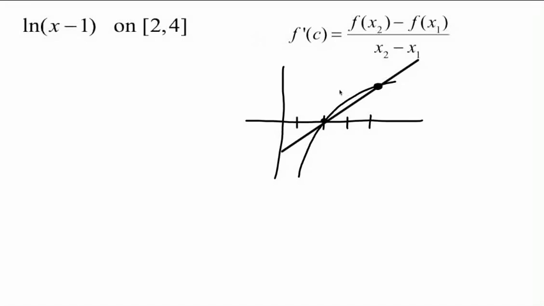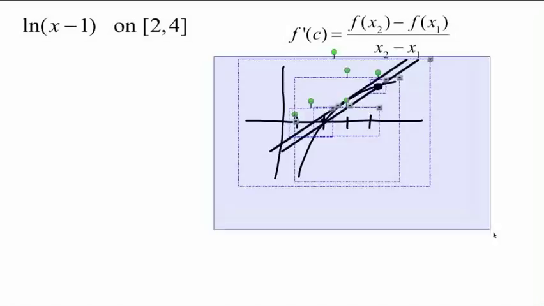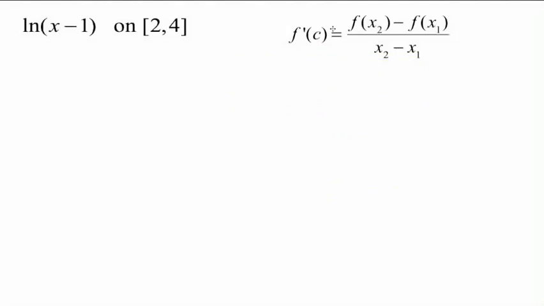So if I just take this line and I put it on the function, it should be somewhere around there. So that's what we're trying to do. We're trying to find a tangent line that is parallel to the secant line on this interval. So what we need to do is the definition's right here. In other words, the derivative at some point is going to equal the slope of the secant line through these 2 points.